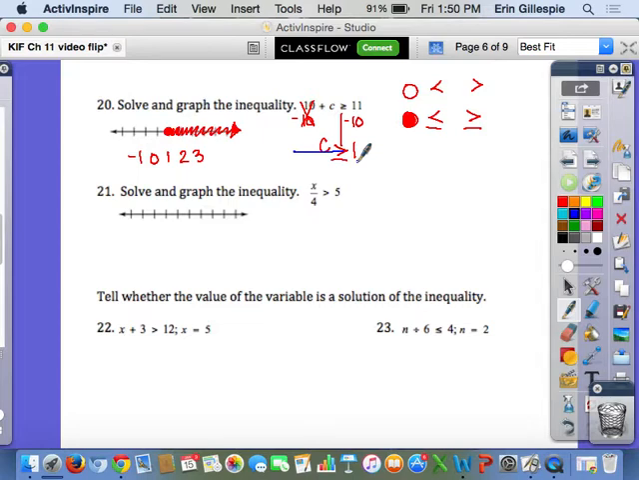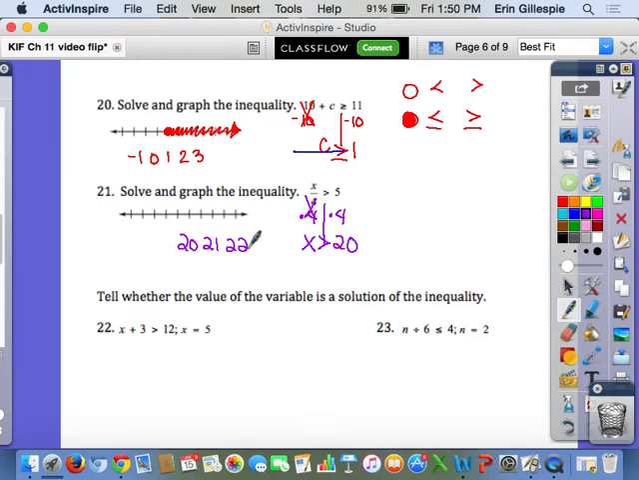All right, let's look at 21. Solve and graph the inequality x divided by 4 is greater than 5. So use your opposite operations. The opposite of dividing would be to multiply. That cancels out to give you x. The inequality sign stays the same. 5 times 4 is 20. So put 20 here in the middle.